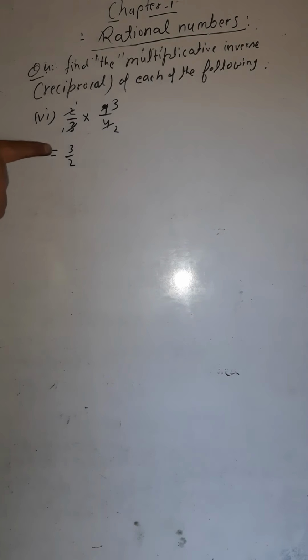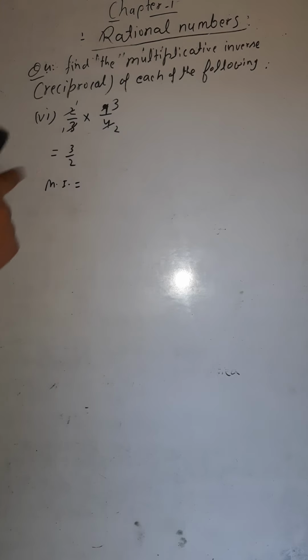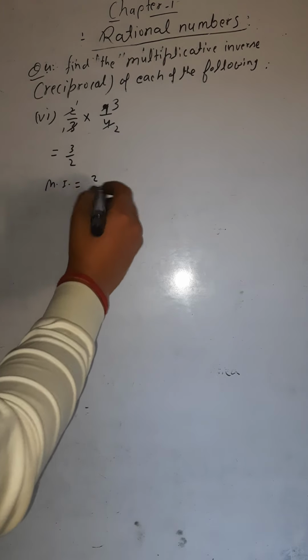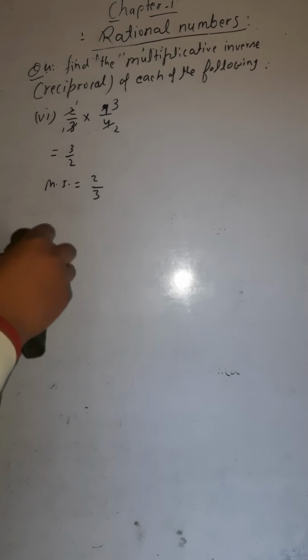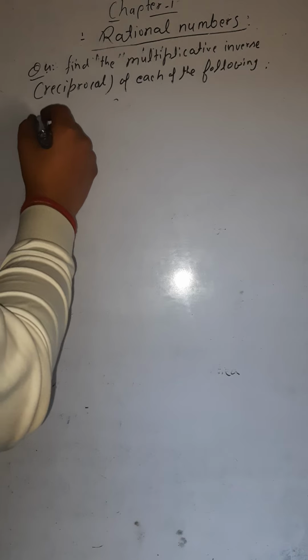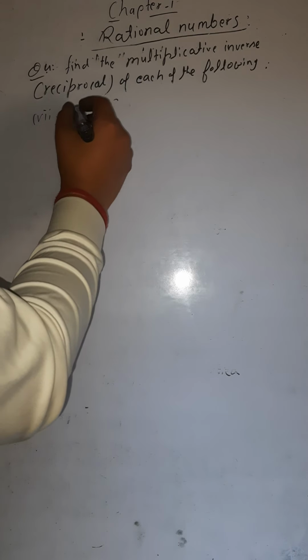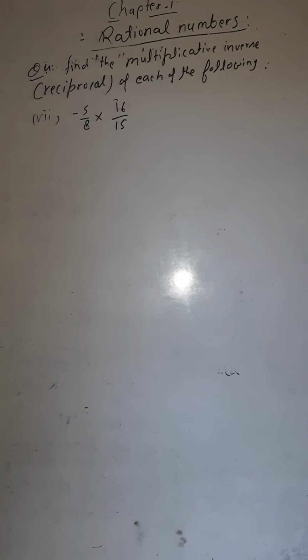Now you have to find the multiplicative inverse of 3 by 2. So the multiplicative inverse would be: this 2 would go up and 3 would come down. So the answer would be 2 by 3. Getting this? So this is how we find the multiplicative inverse. That was the 6th question. Now write down the 7th one: minus 5 by 8 multiplied by 16 by 15. Again you can cancel here. Just solve this.